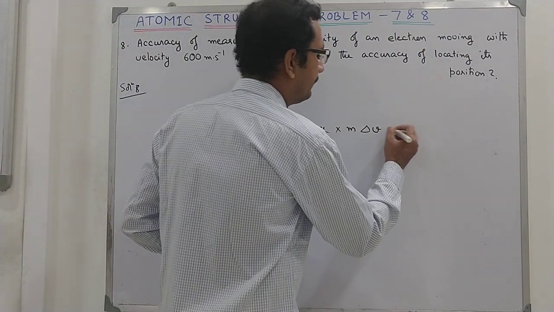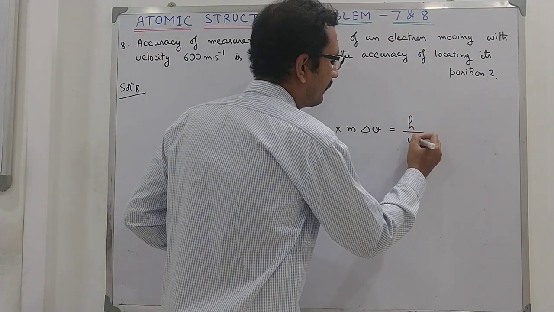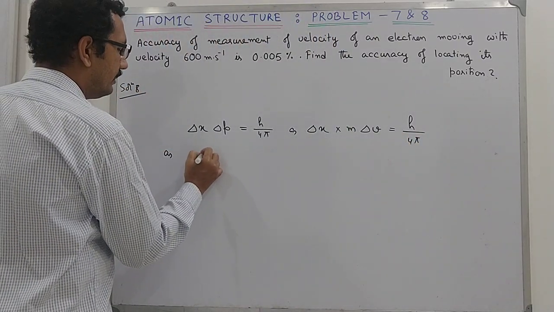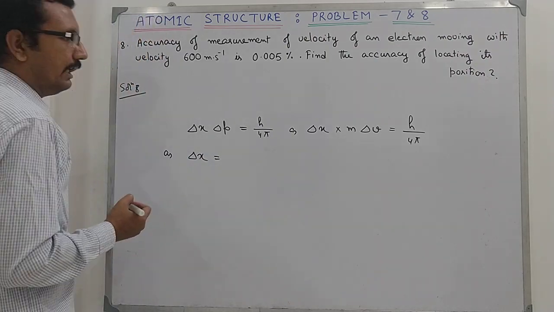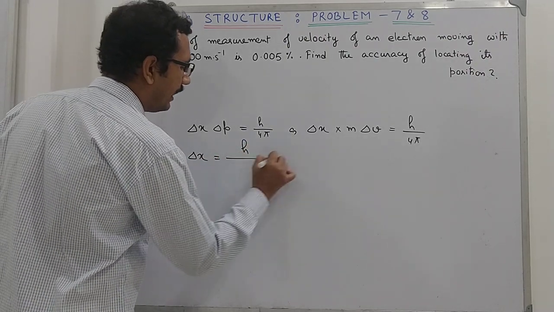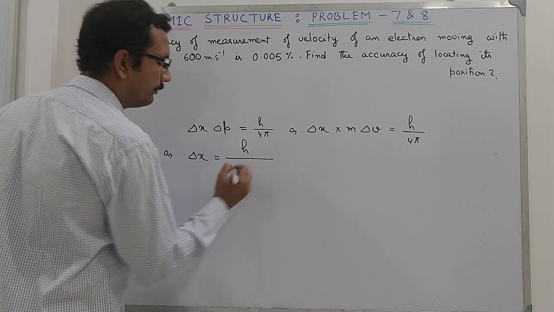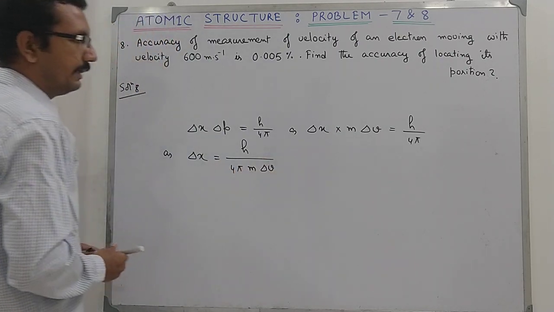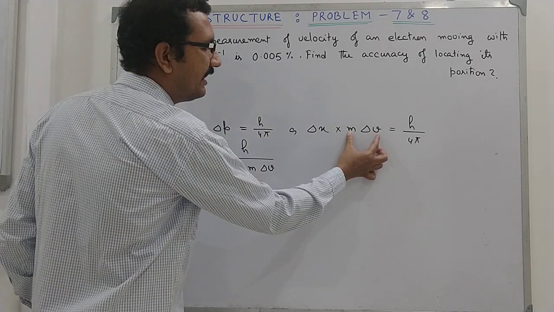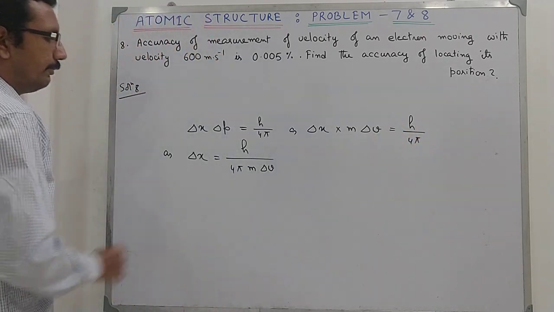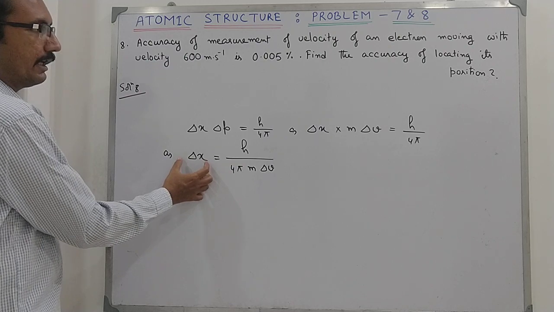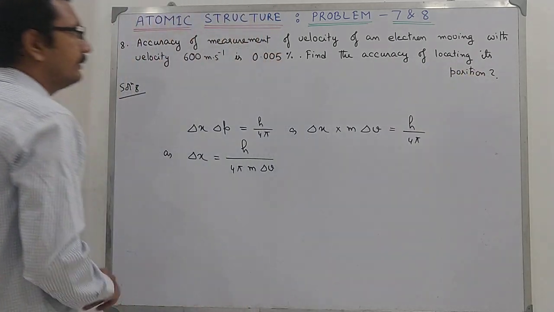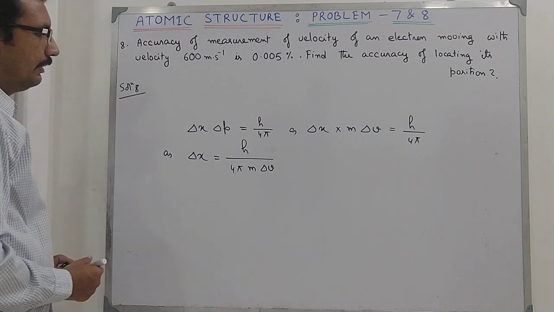So it will be h by 4 pi. Now what do you have to find out? You have to find out del x. So del x will be h by 4 pi m del v. So we take this m del v to the right hand side. So we will get the position uncertainty. Uncertainty in position, that is accuracy of locating the position of the electron.